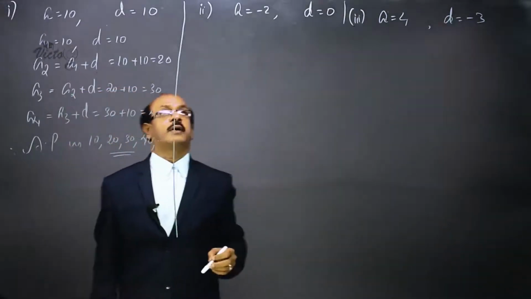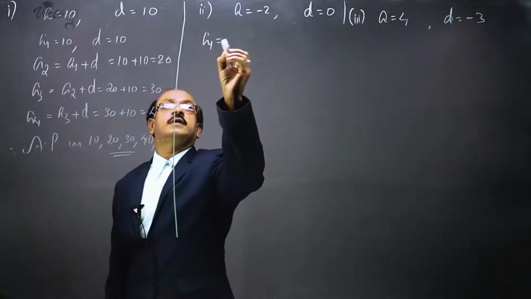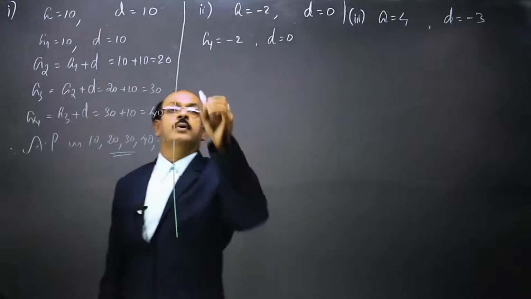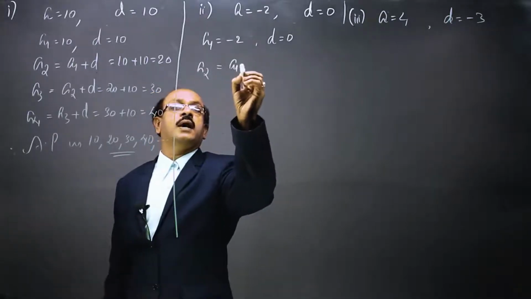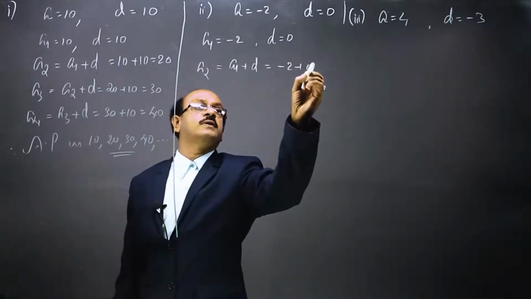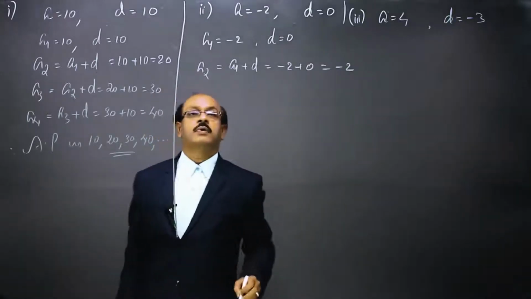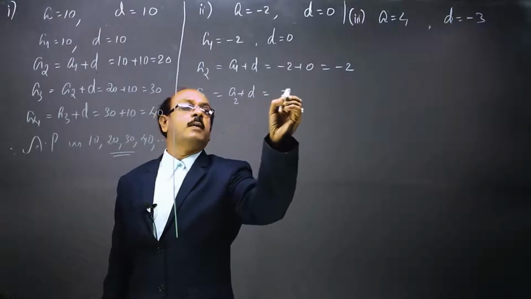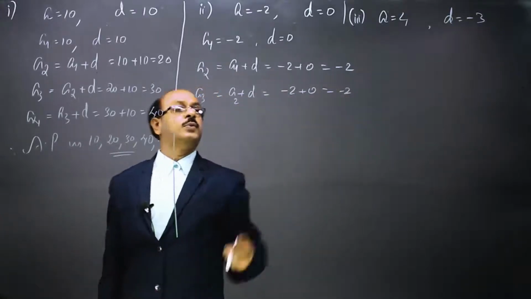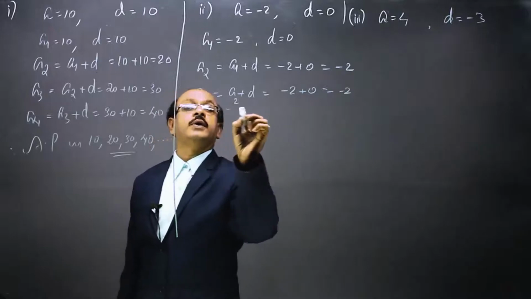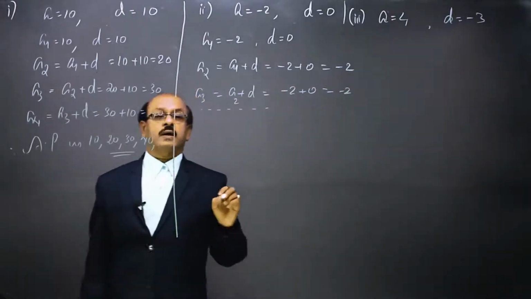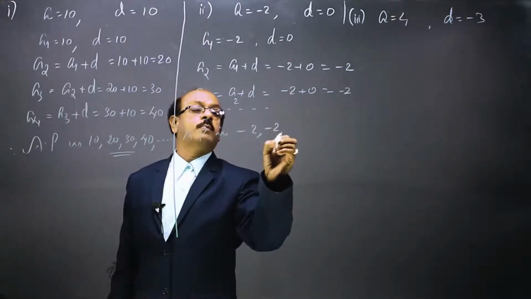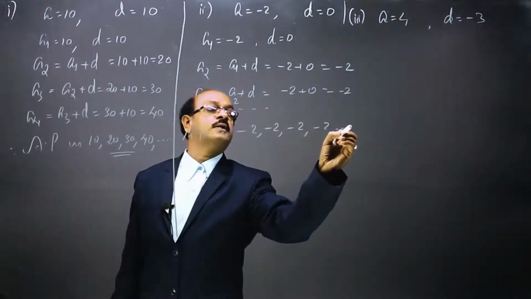Now let us solve the second one. A1, the first term, is equal to minus 2 and common difference d is equal to 0. Now a2 is equal to a1 plus d is equal to minus 2 plus 0, which is minus 2 itself. Now a3 is equal to a2 plus d, minus 2 plus 0 is equal to minus 2 itself, and it will continue in the same manner. So we can write the AP as minus 2, minus 2, minus 2, minus 2, etc.